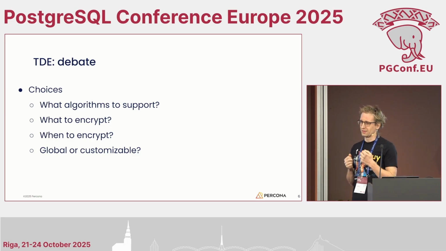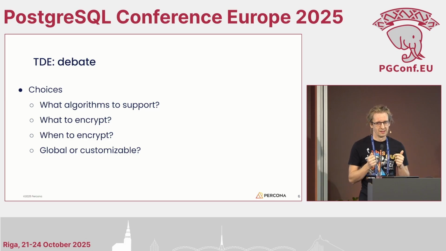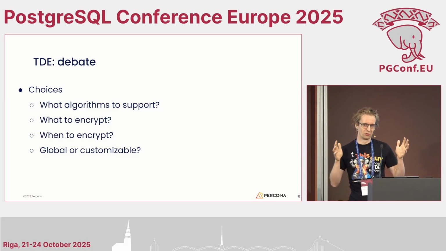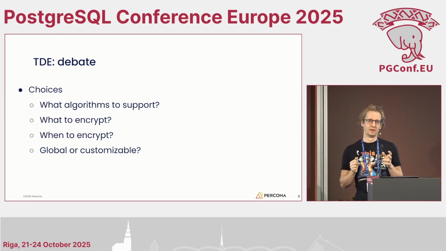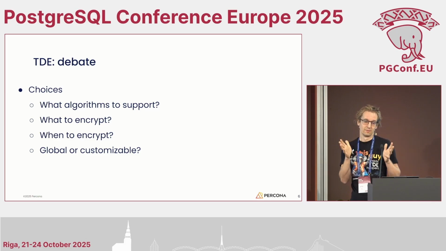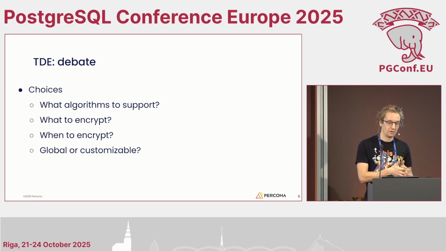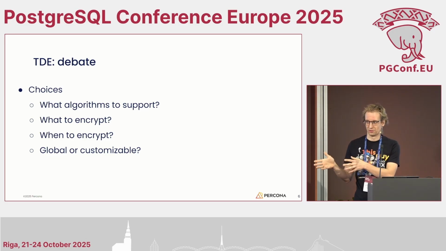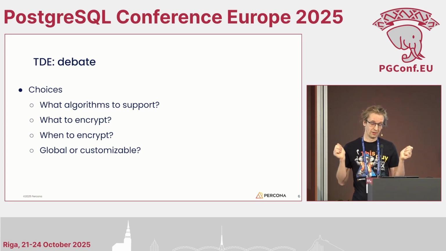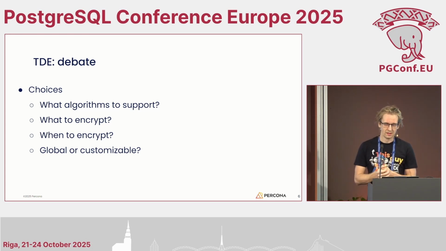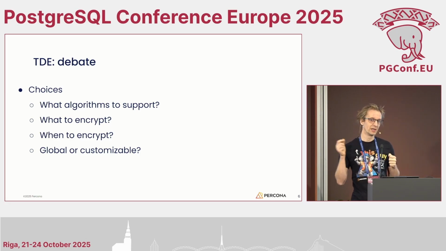We also have to decide when to encrypt something. A database server is a huge, complex piece of software. It has many layers, many components, and there are several places where we can add the encryption code. And actually, there are different solutions available today for different software which choose different approaches in this.